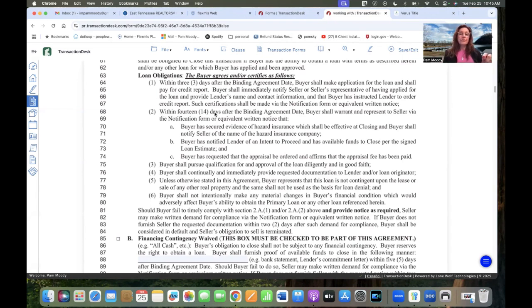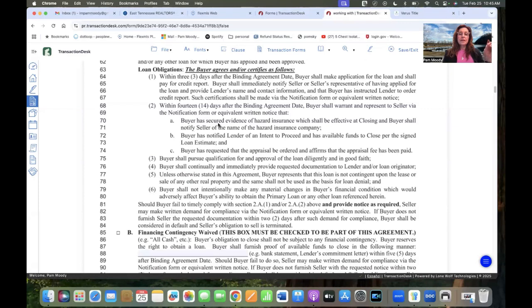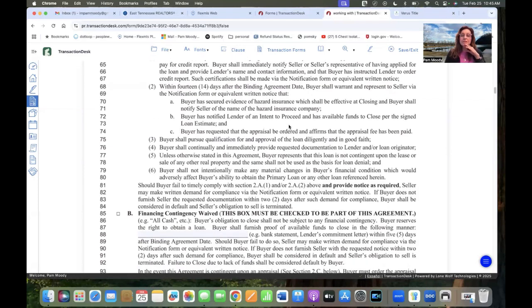So within 14 days after the binding agreement, that's when you have to have, now everything starts. So you're going to get a hold of an insurance company. You're going to find out about hazard insurance and intent to proceed. You have available funds to close per the signed loan estimate. So you're going to also get a loan estimate from your mortgage company.